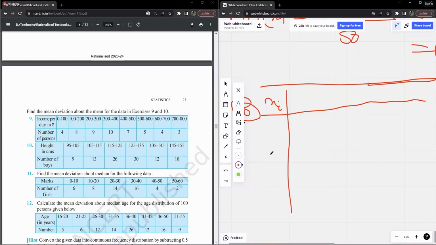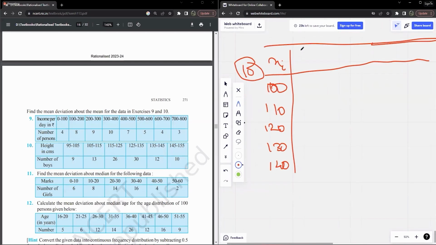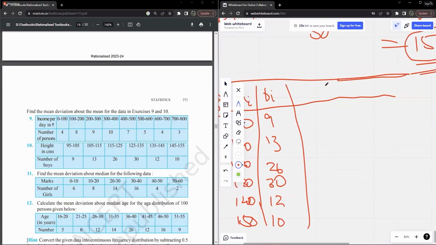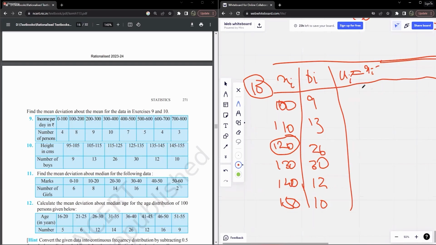Right. So I'm basically writing on the exercise as 100, then 110, then 120, then 130, 140, and 150. Because there are 6 classes, right? 1, 2, 3, 4, 5, 6. And I have the FIs to be 9, 13, 26, 30, 12, and a 10. Right? Let UI equal xi minus, I'll select this value, 120 again. Cool. So let that be xi minus 120 divided by 10.